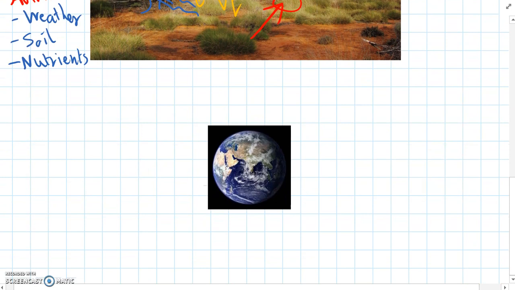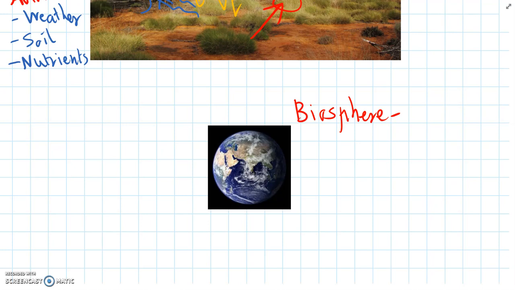And one final word to learn about for today is biosphere. Here's a picture of the Earth from space. When we think of the whole Earth as one big ecosystem, we call that the biosphere. So the biosphere is the whole world as one ecosystem.